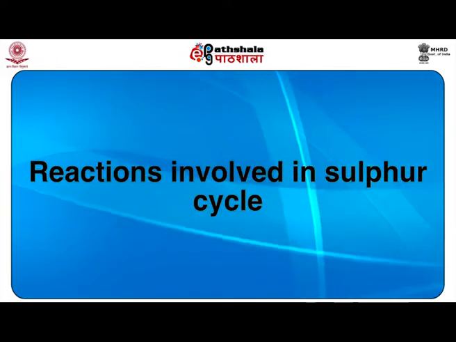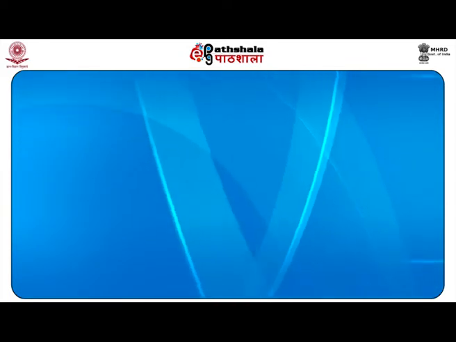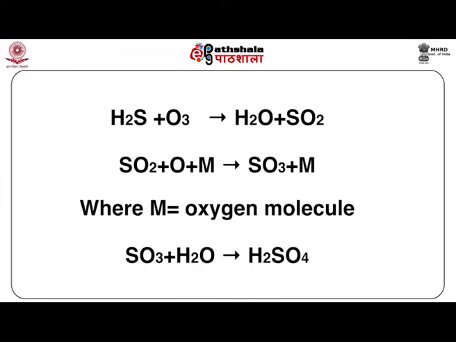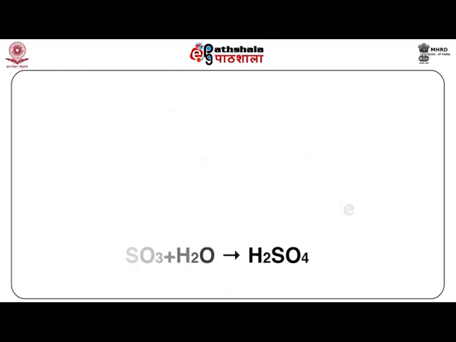Now we shall study about the reactions which are involved in the sulfur cycle. First is the formation of sulfuric acid, and it involves the reaction of hydrogen sulfide and ozone to give rise to water and sulfur dioxide. This sulfur dioxide reacts with elemental oxygen and the oxygen molecule to give you sulfur trioxide and the oxygen molecule henceforth. Finally, this sulfur trioxide reacts with water to give you sulfuric acid. This sulfuric acid falls down as the acid rain.